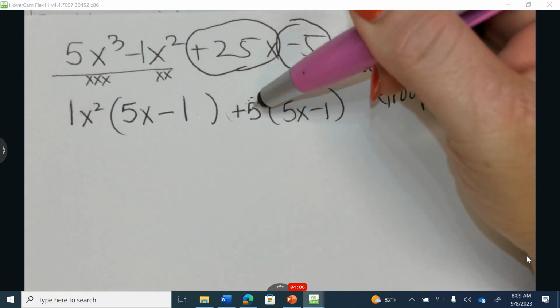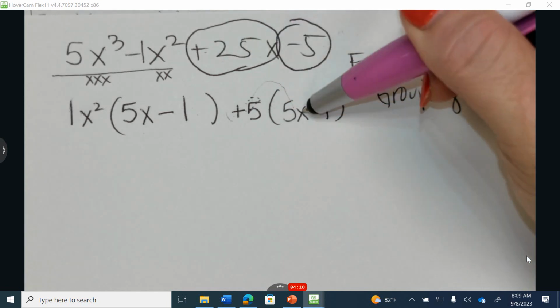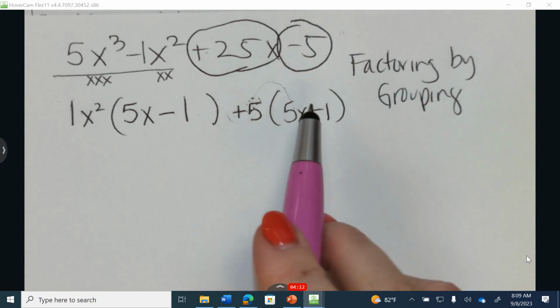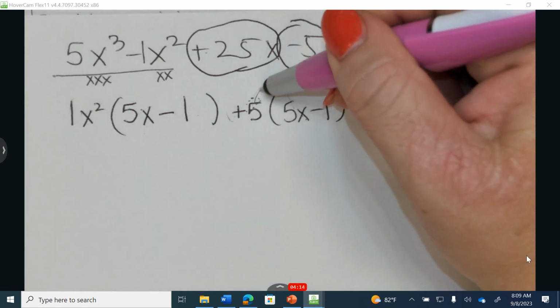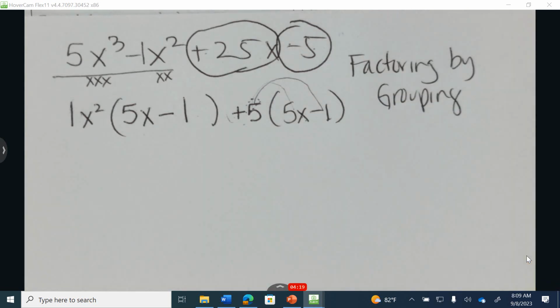So here's how I check. Okay, is positive 5 times 5 positive 25? Yes, and I need 1x. I have it. Now I'm going to check the next number. Is positive 5 times negative 1 negative 5? It is. Good to go.